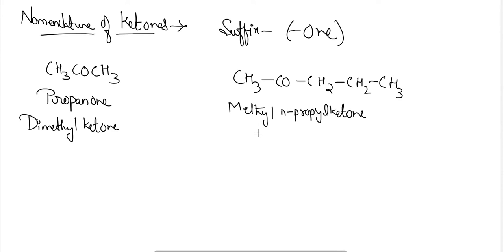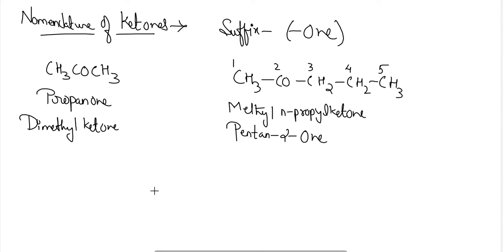According to the IUPAC naming system, the chain here will be of 5 carbon atoms, and the least location must be provided to the carbonyl group. So here the numbering will start from the left hand side, and the name of this compound will become pentane 2 one. Pentane 2 one.